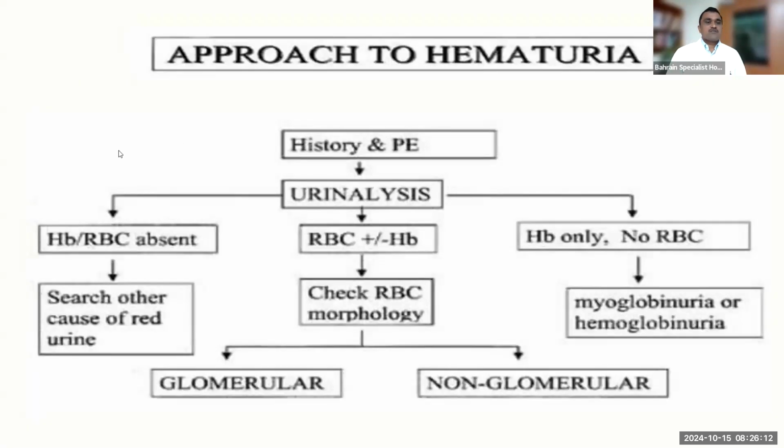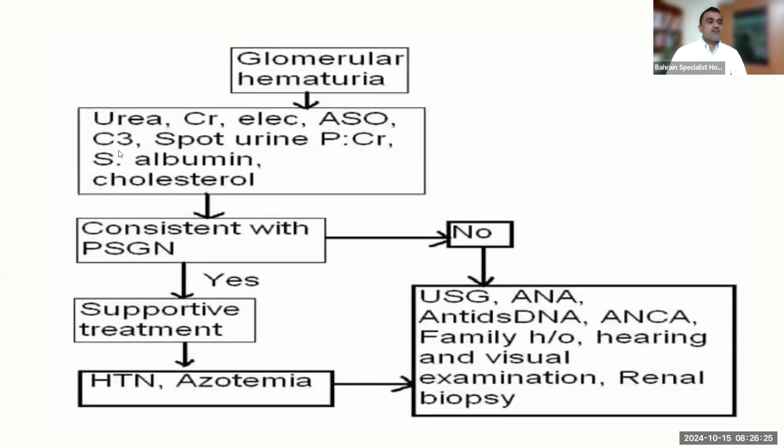So in a nutshell, if there is a child with hematuria, first you take a proper history and examination, do the urine analysis, diagnose whether hematuria is there or not, then check whether it is glomerular or non-glomerular. If it is glomerular hematuria, do urea, creatinine, electrolytes, ASO titers, C3, spot urine protein by creatinine ratio, serum albumin, and cholesterol levels. If it is consistent with post-streptococcal glomerulonephritis, give supportive treatment and treat the hypertension and azotemia. If not consistent, do ultrasound, ANA, anti-double stranded DNA, ANCA levels, family history, hearing and visual examination, and renal biopsy.